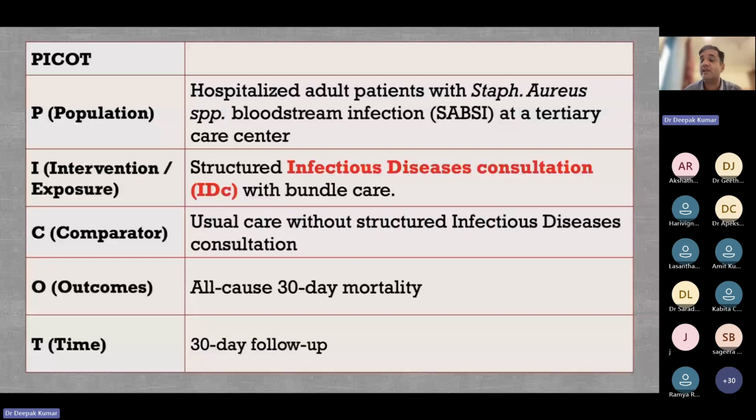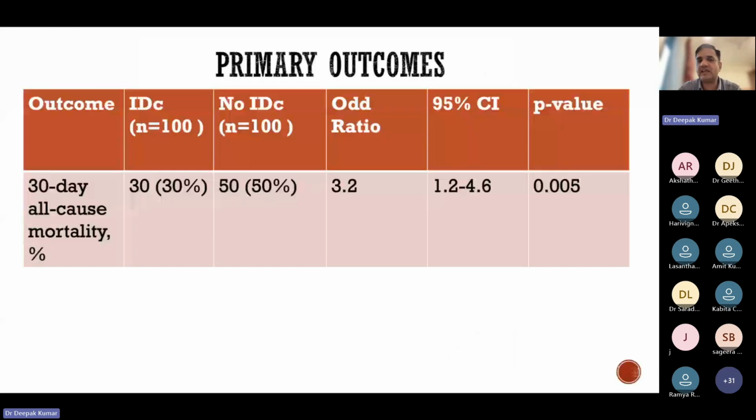But if you can understand the PICOT, what you have to do is make the dummy table. So this is the primary outcome. Our outcome was comparison of the 30 days mortality between the infectious disease consultation versus no infectious disease consultation. And this was the result. Mostly we make the result like this based on the outcome. But even after making this result, we are getting rejection as well as some correction. Why? This is very important.